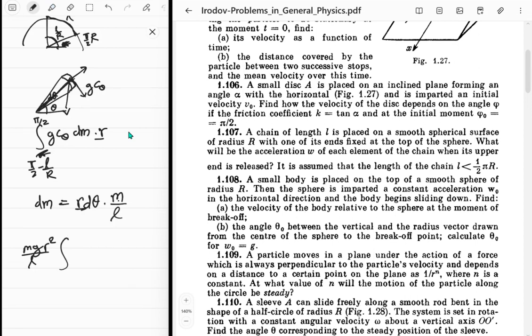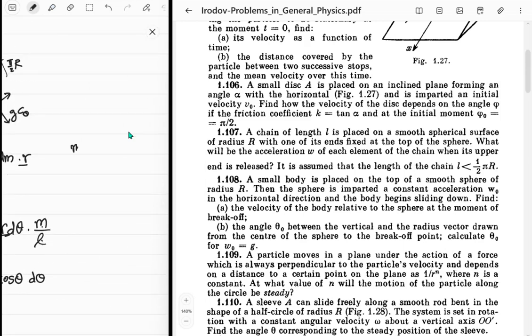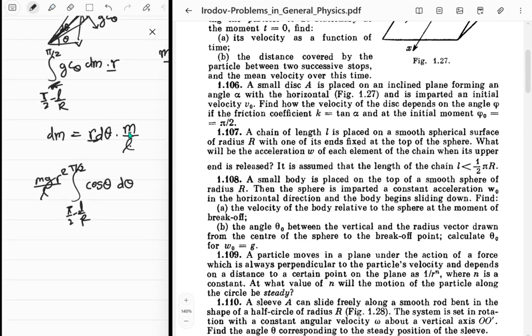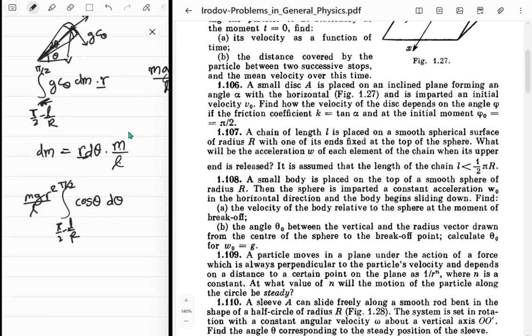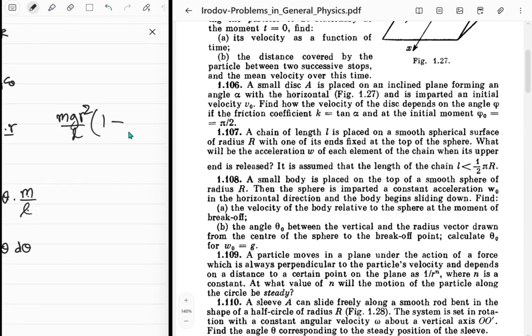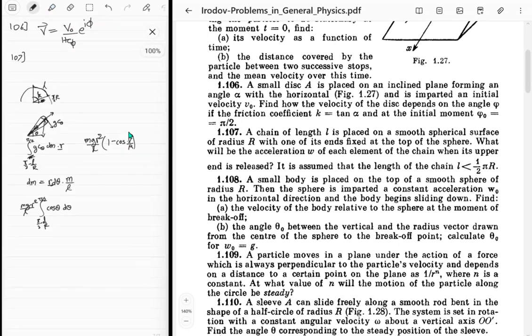So our torque, that's what we're looking for, is the integral from L upon r to pi upon 2 of cosine theta d theta. So it's going to be sine theta from this to that. It's going to be mgr squared upon L. Sine theta from this to that is 1 minus sine of this stuff, so cosine of L upon R basically. Okay, nice. That will be our torque for this point.